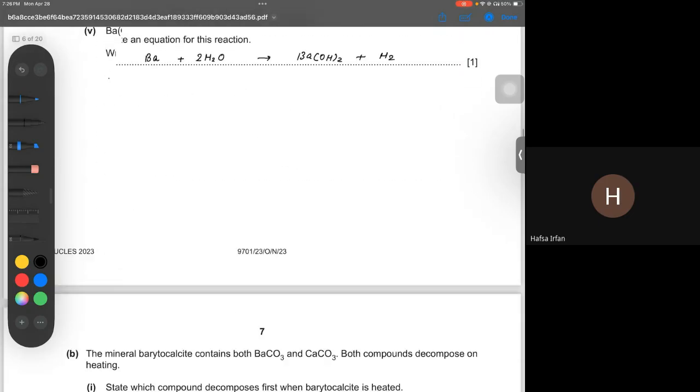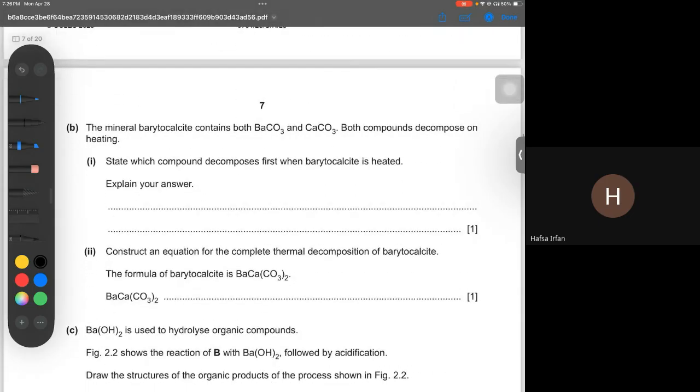And then the mineral peritocalcite contains both barium carbonate and calcium carbonate. Both compounds decompose on heating. State which compound decomposes first when peritocalcite is heated. Explain your answer.